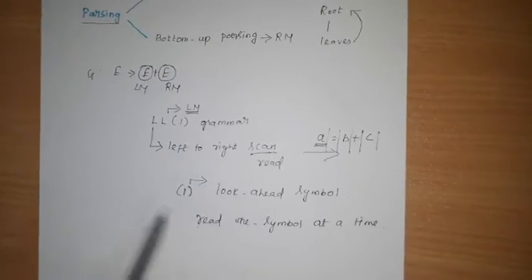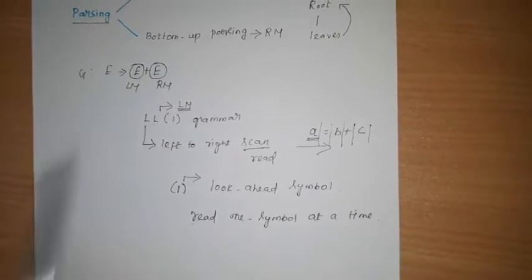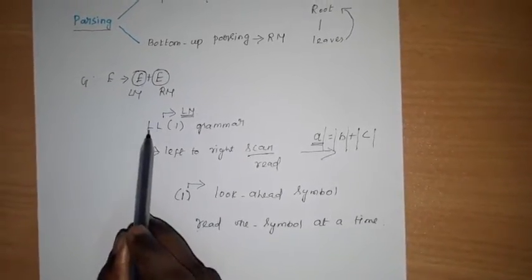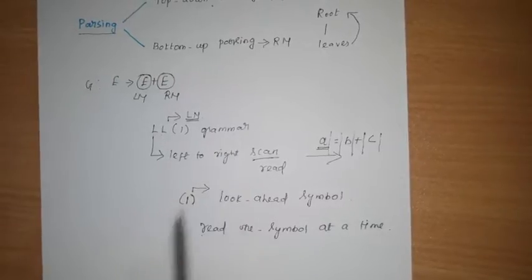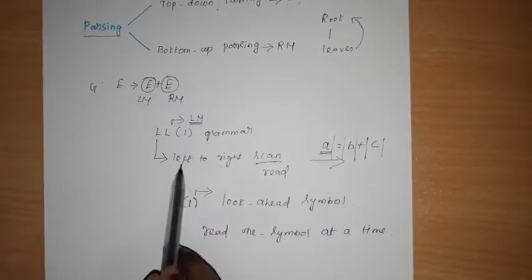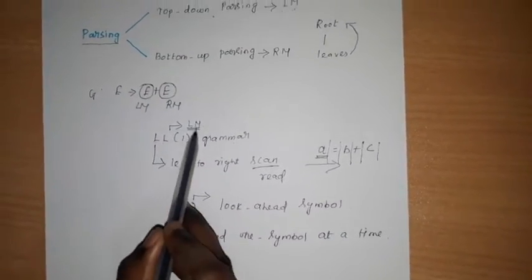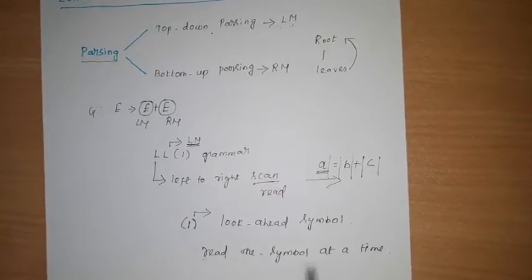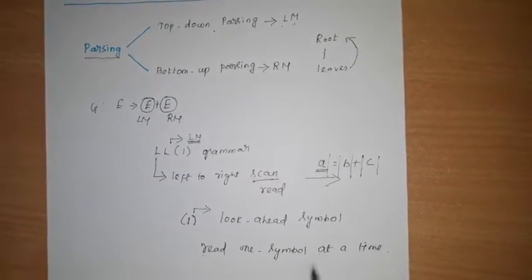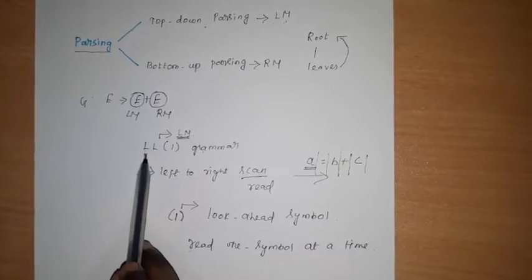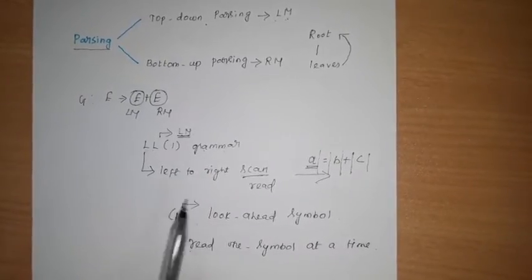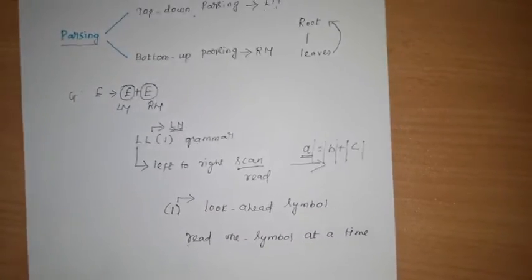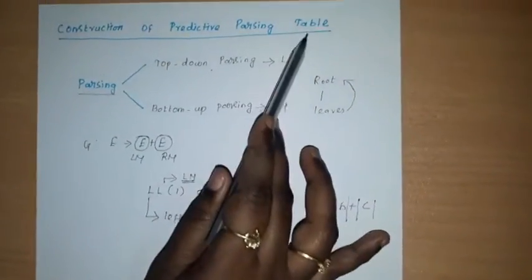If the grammar follows these rules, then the grammar is said to be LL of 1 grammar, which means a particular grammar has left to right scan and leftmost derivation and reads one symbol at a time. Follows these 3 rules, then the grammar is said to be LL of 1 grammar. This is the short introduction about predictive parsing table.